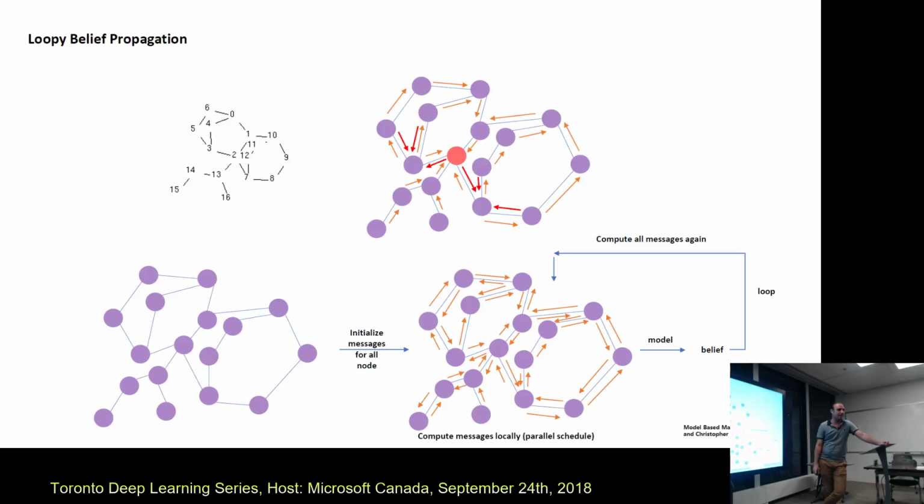What they end up proposing is that we should use loopy belief propagation. And how does loopy belief propagation work? You basically initialize the whole network at once and let it run, and hope to God that it will converge.